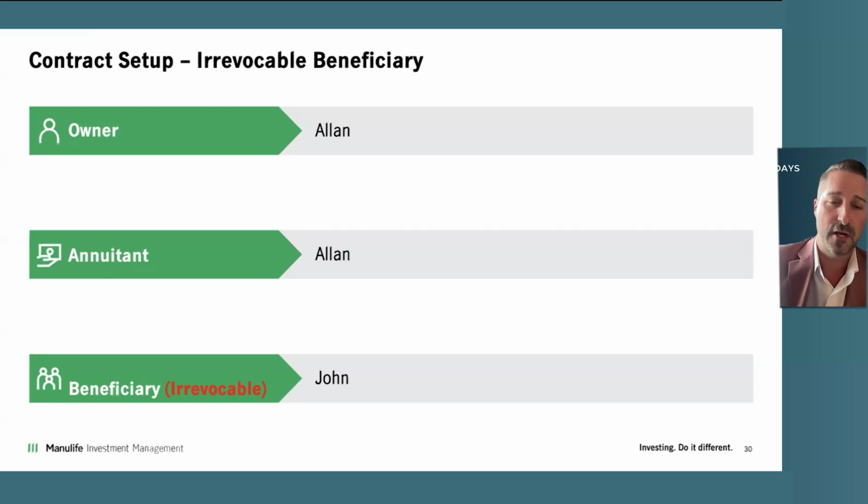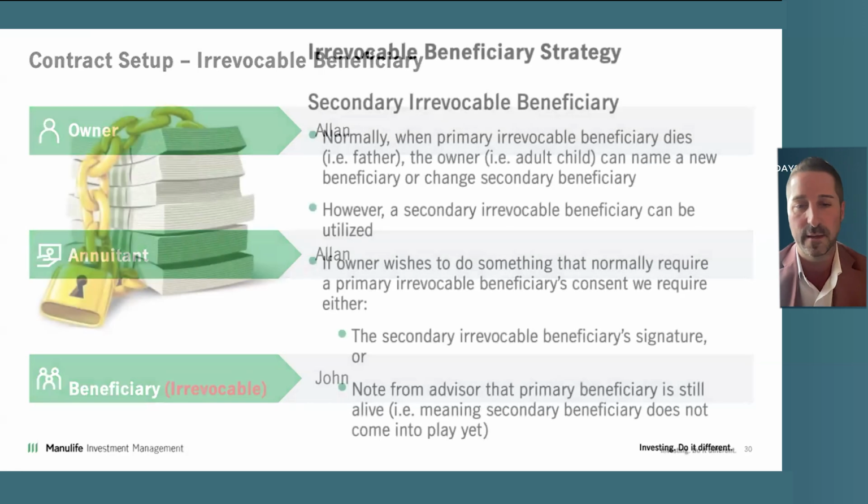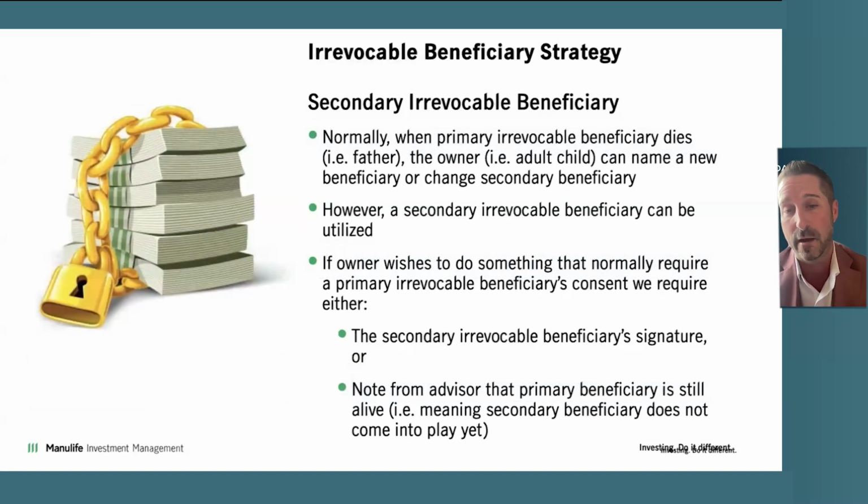Often asked, what happens when John dies? John dies, contract becomes unlocked, but it is possible to name a secondary irrevocable beneficiary if you want to control that asset, again, for a longer period of time. So those are two quick strategies as an alternative to trust, both in life and in death.